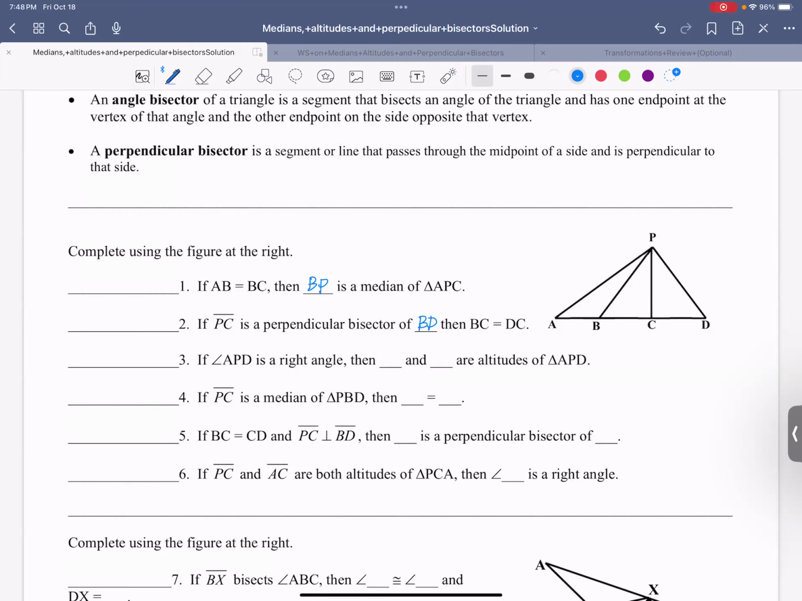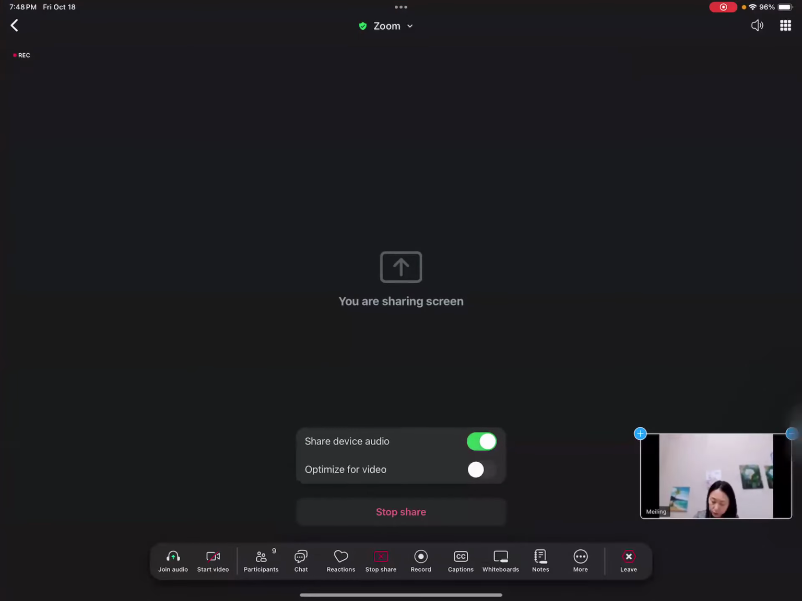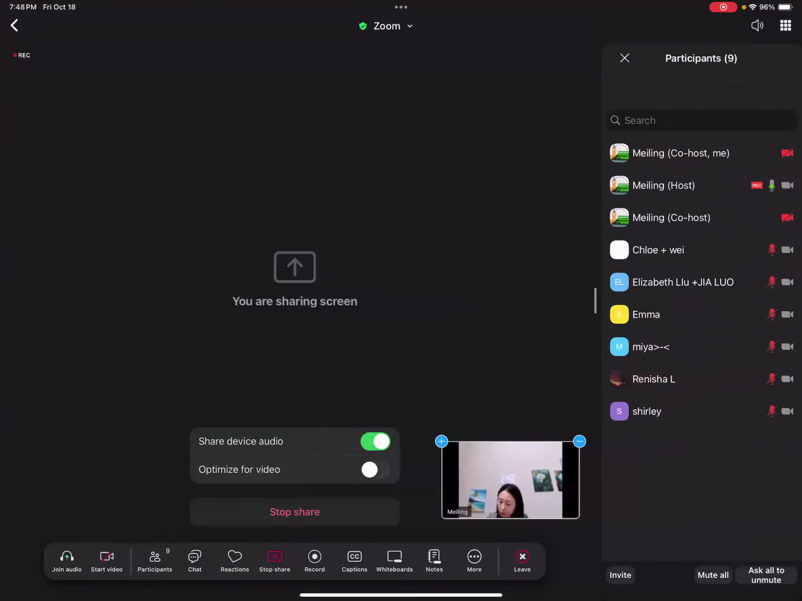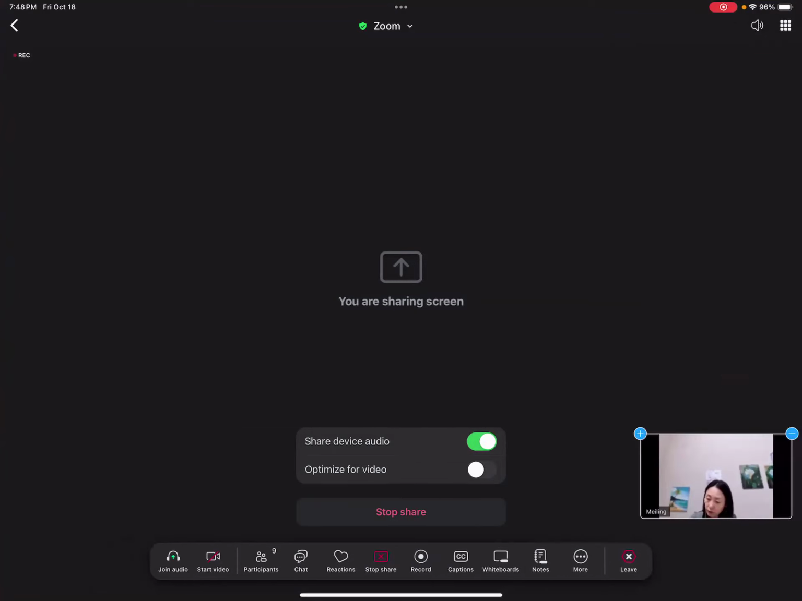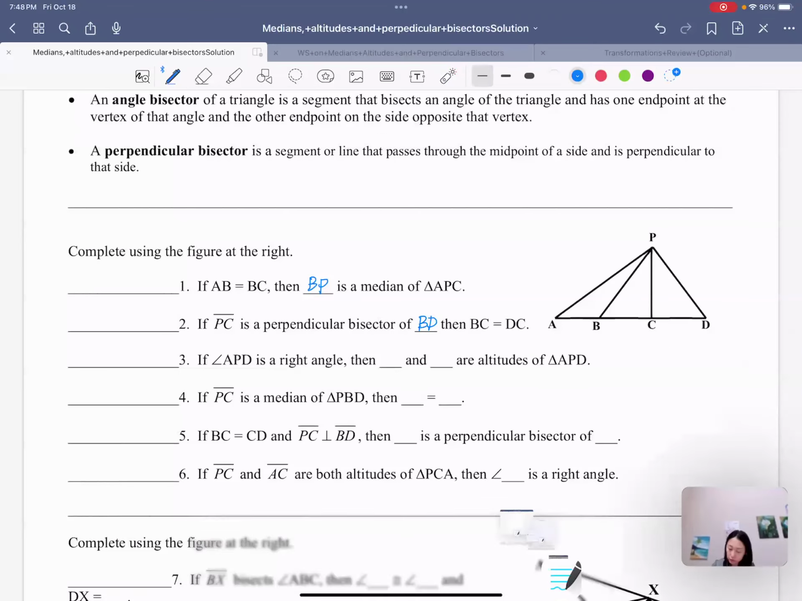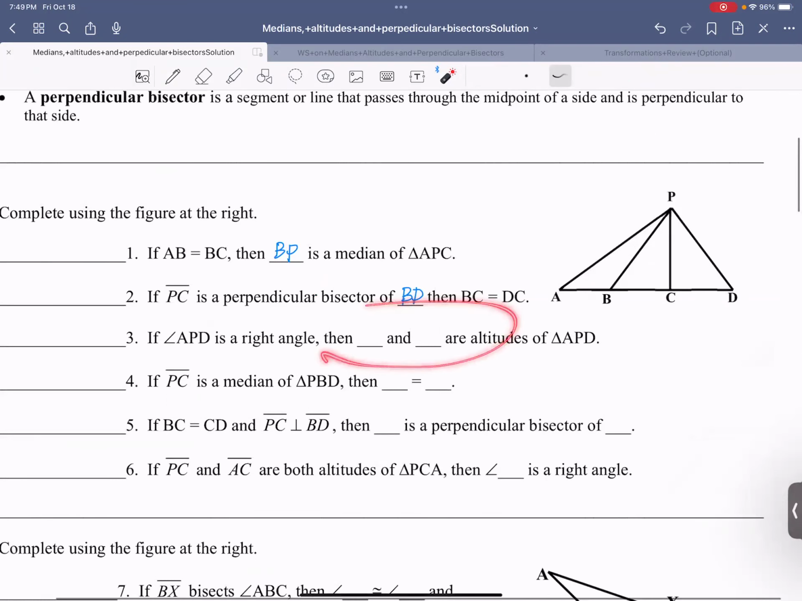Yes. Hold on, 1 second. One student didn't get in. Keep going. You guys first try to look at this. I have a student who had trouble logging in.